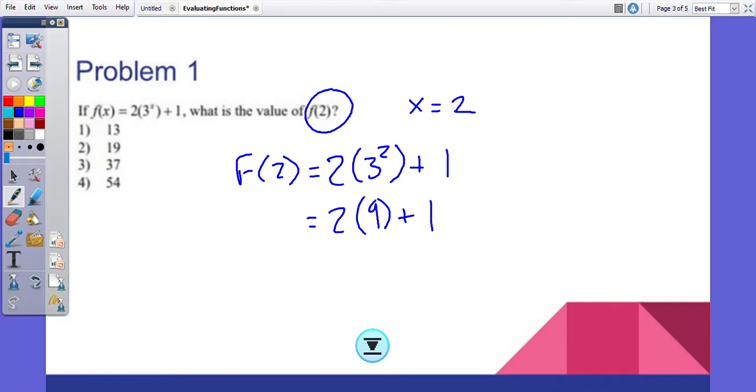So I'm going to get 2 times 9. That's going to give me 18 plus 1, and that gives me 19. So my answer for this one is 2. All very simple, but this is the way that I go about it, and it might help you in the future whenever you see more complicated functions.